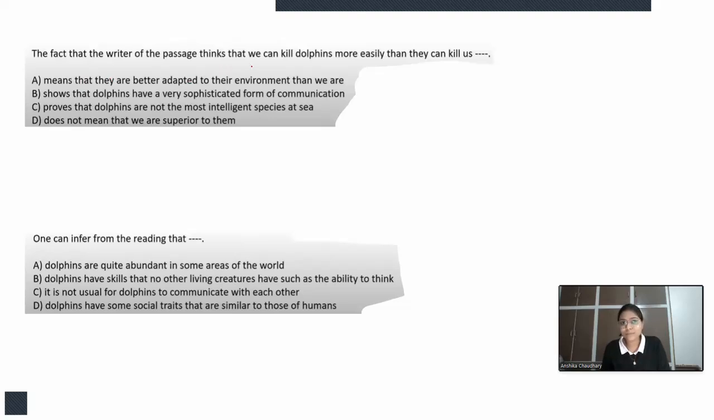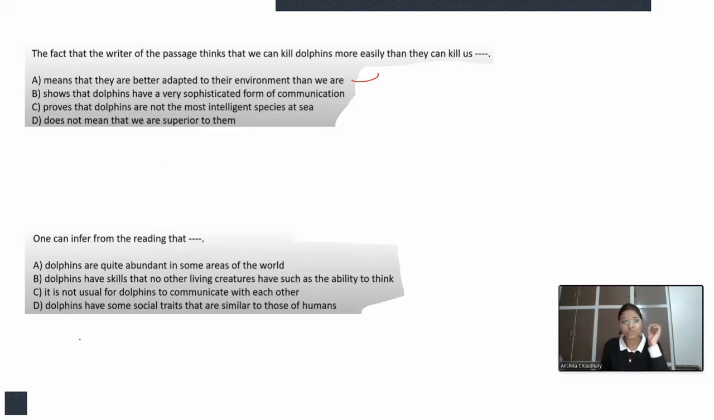The fact that the writer of the passage thinks that we can kill dolphins more easily than they kill us, what is the actual meaning of that fact? So, means that they are better adapted to their environment than we are. See, their adaptability is not related to that quote, right? Shows that dolphins have a very sophisticated form of communication? No. Proves that dolphins are not the most intelligent species at sea and does not mean that we are superior to them.